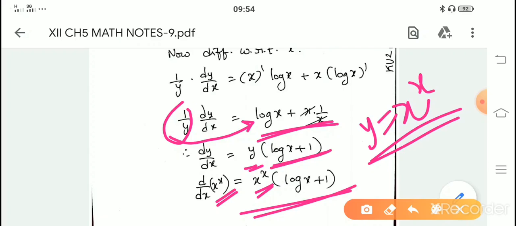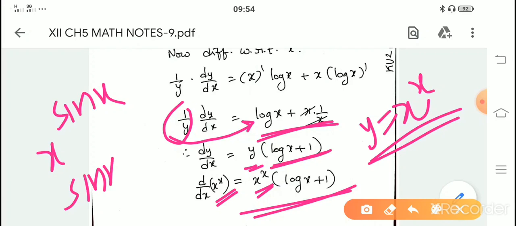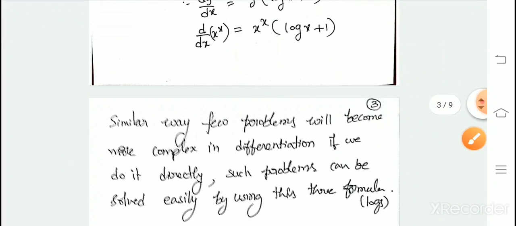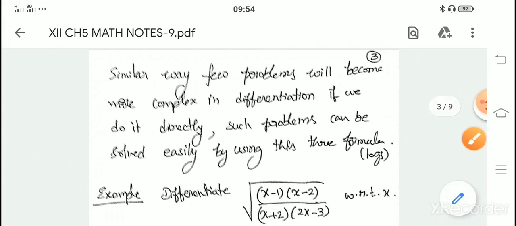It is x power x here, but if it is x power sin x, some other answer will come. If it is sin x power 1 by x, some other answer will come, but the process will be the same for all the questions. So take y, apply log, use the u by v rule or uv rule, and things will come one by one. Look, one more question. In a similar way, a few problems become more complex in differentiation if we do it directly. Such problems can be solved easily by using these three formulas.